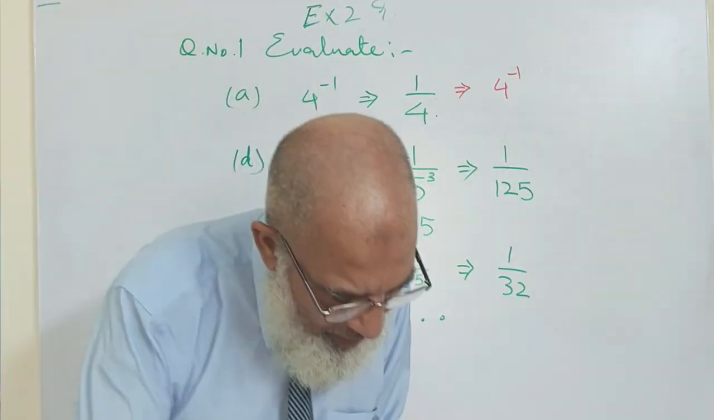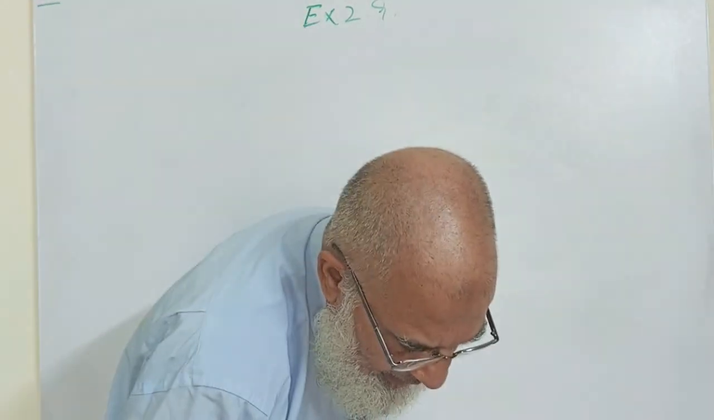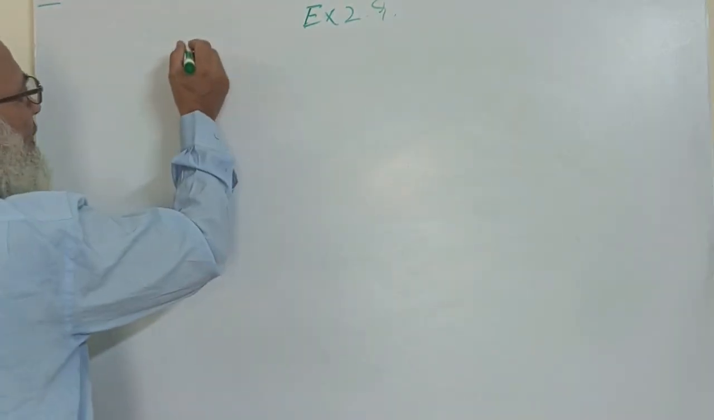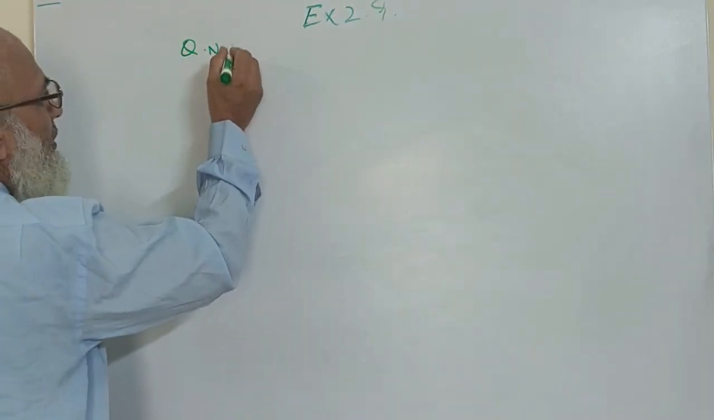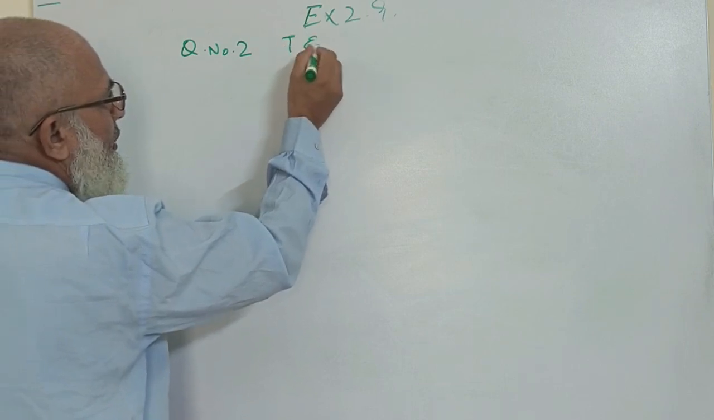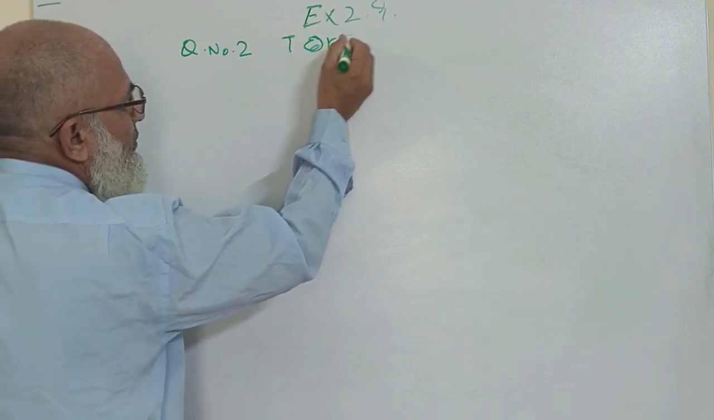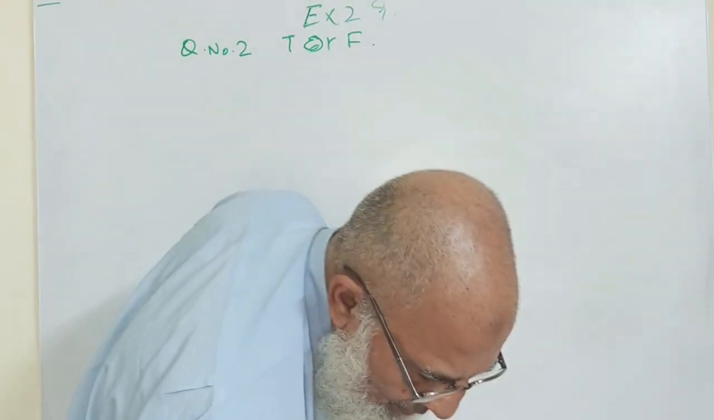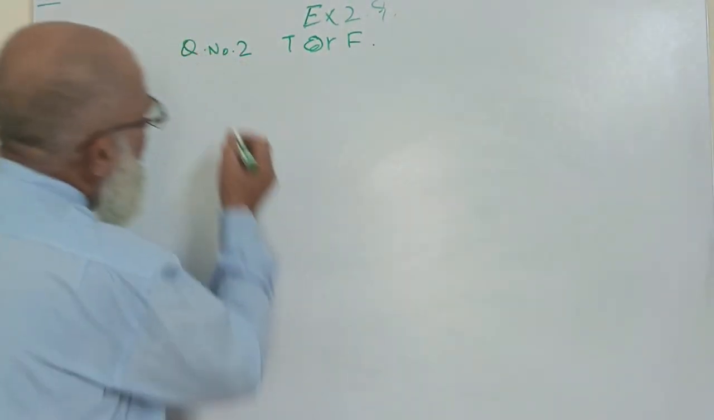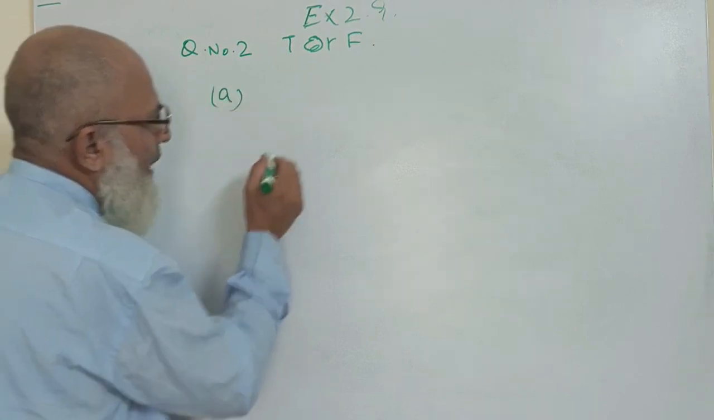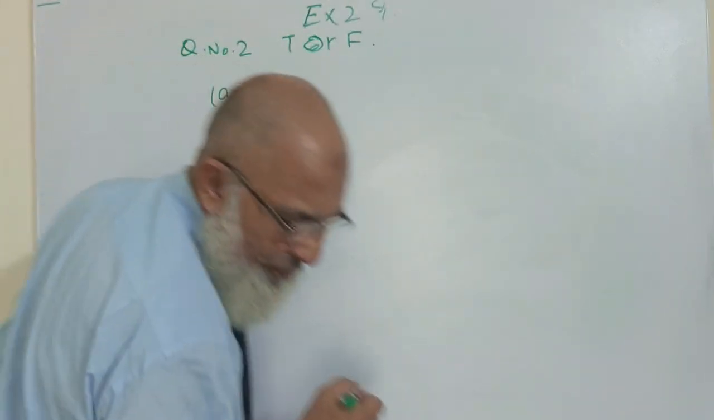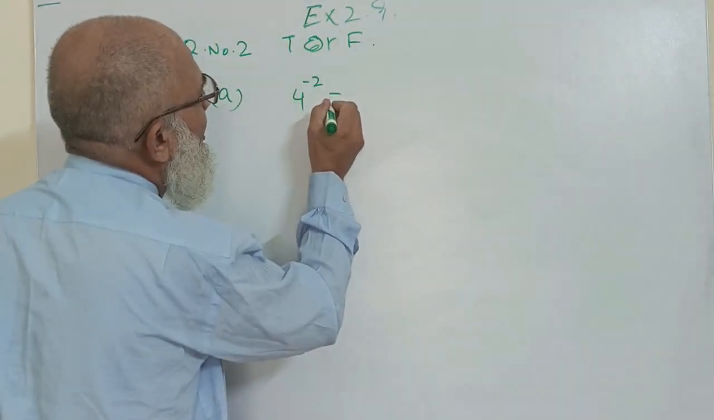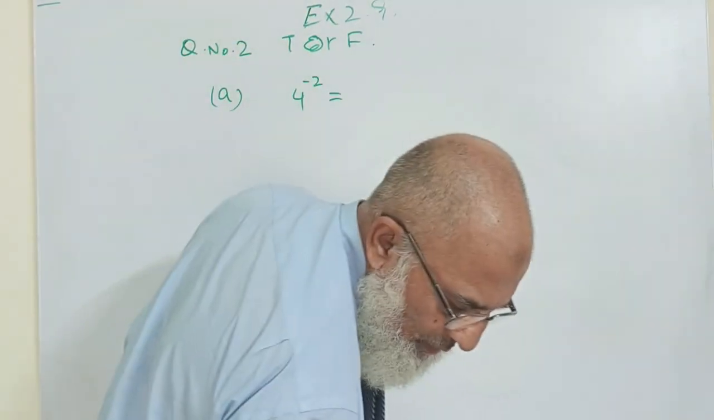Let us proceed to question number 2. Question number 2 says, state whether the following are true or false. We have to find true or false. Now part A. Part A is 4 raised to power minus 2 and it is equal to 1 by 16.